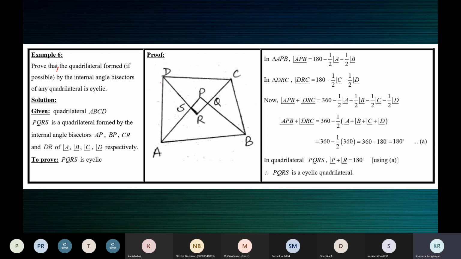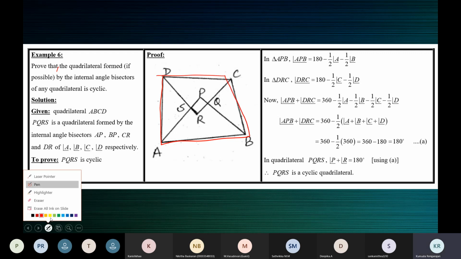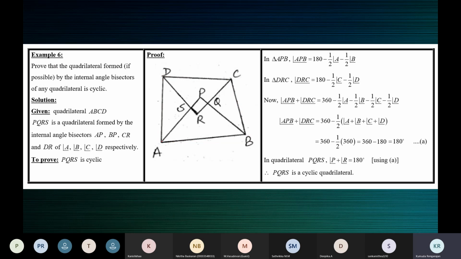So here we have a quadrilateral. We have taken the quadrilateral ABCD. Internal bisectors. So the bisector of angle A. Sorry, AP. BP is the bisector. See, the bisectors actually, I've trimmed the bisector. So it's like this. The bisectors are like this.